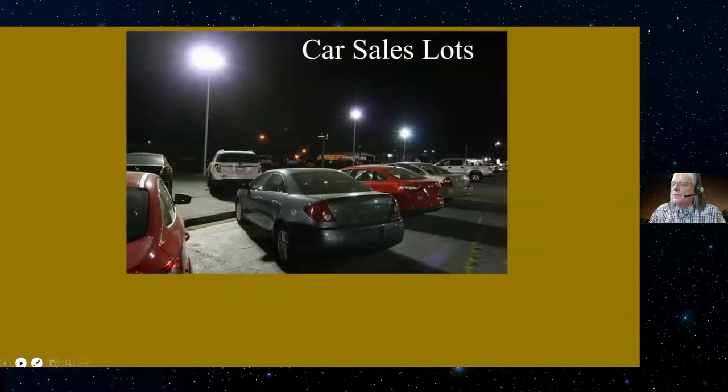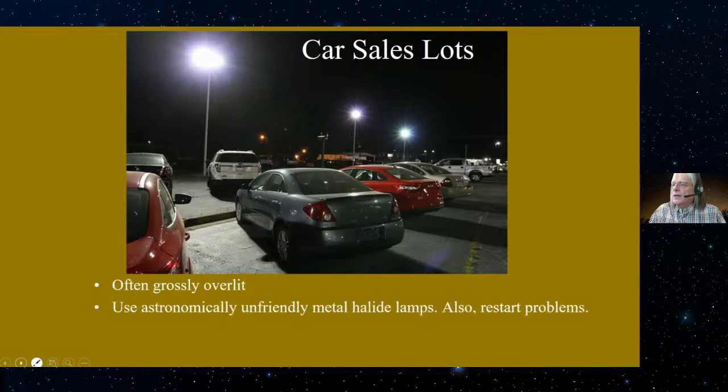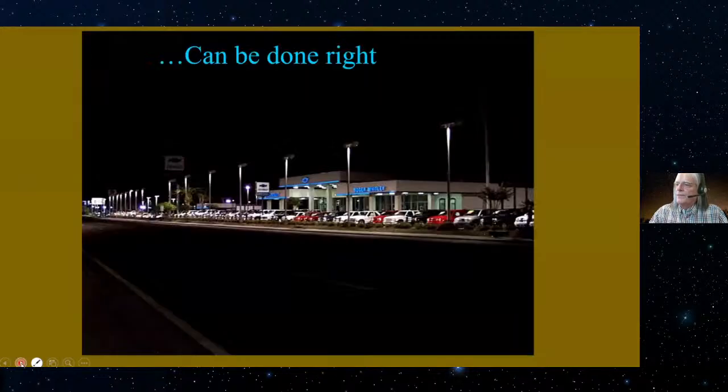Car sales lots are often grossly overlit, and they're on all night. They use unfriendly metal halide lamps. These are those big metal reflector things in big box stores and grocery stores, some of which are going over to LEDs. But if you see these big reflectors with bright white lights, that's what they are. They also have restart problems. So they light stadiums with them. And if there's a power glitch, it takes 10 or 15 minutes before they cool off and you can turn them back on. So these car lots can be done nice at night.